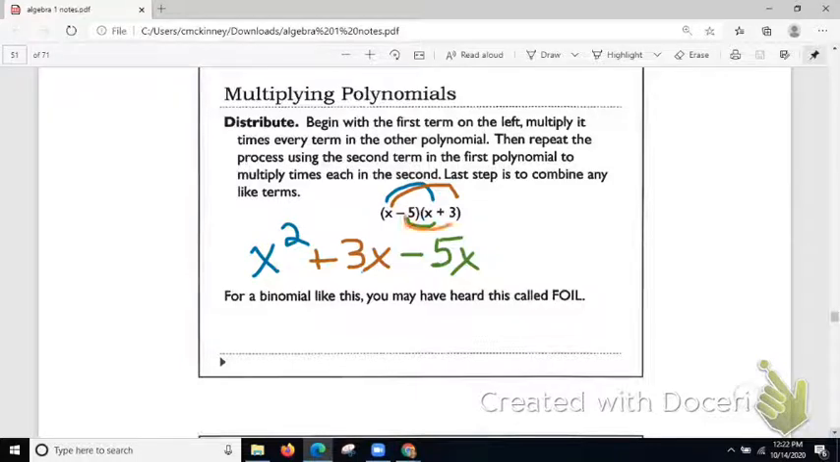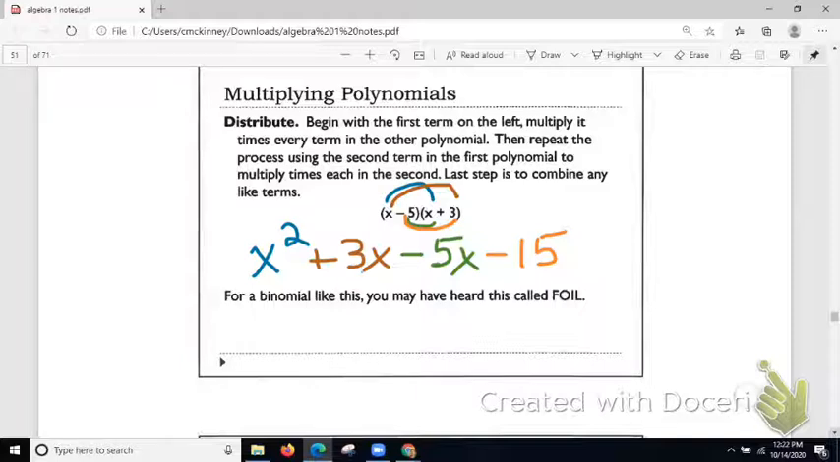And then negative 5 times 3 is negative 15. So the colors were purposeful here so you could see which arrows went with which parts of the product. So there were 4 parts of multiplying. So now I have 4 terms, and then the last step is that we combine any like terms.